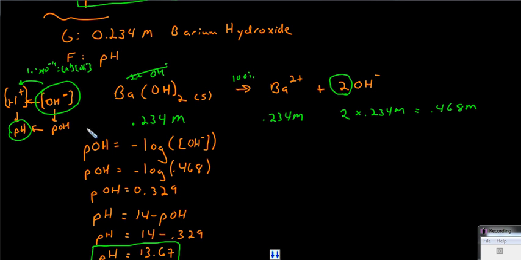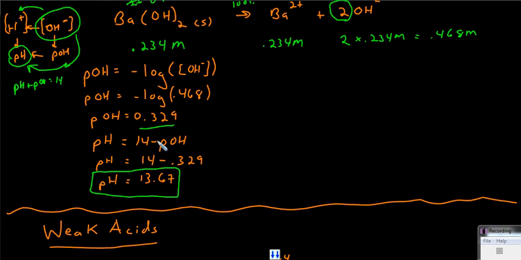Now, this is a little bit awkward because it involves multiplying or dividing this 10 to the negative 14. What's easier, though, is to go via pOH and then into pH, because that just involves the fact that pH plus pOH is equal to 14. It's a lot easier to subtract the pOH from 14 to find pH. And so find the pOH from our concentration of hydroxide. So the pOH is 0.329. Then find the pH, that's 14 minus the pOH, that's 13.67.